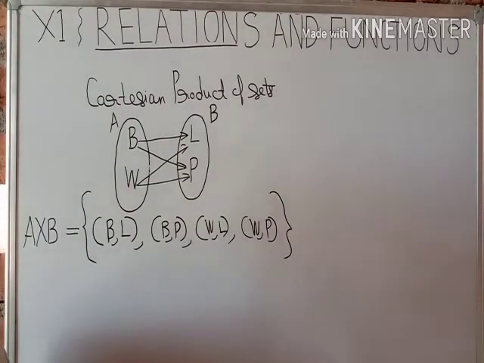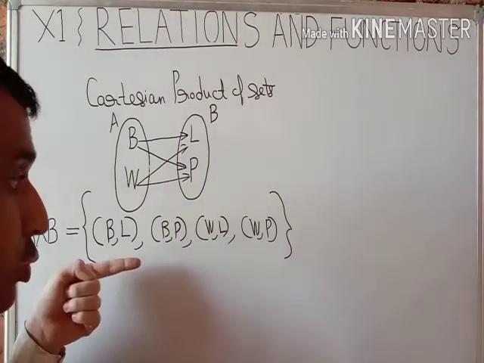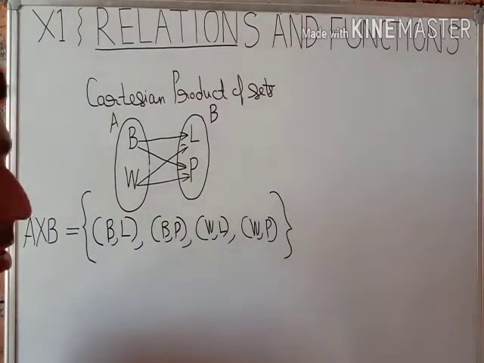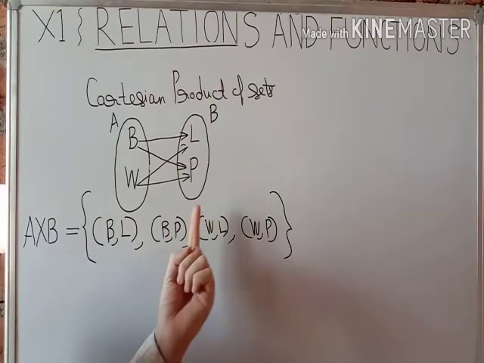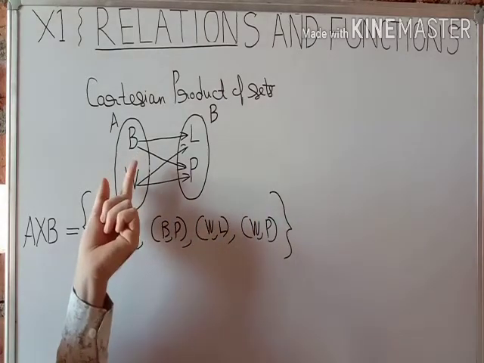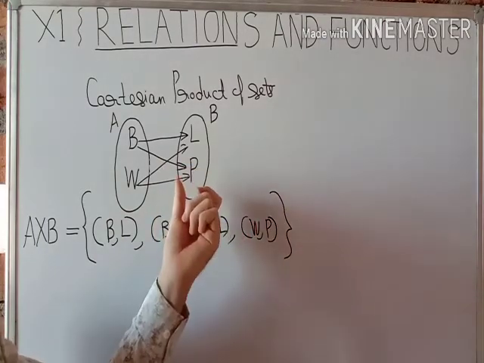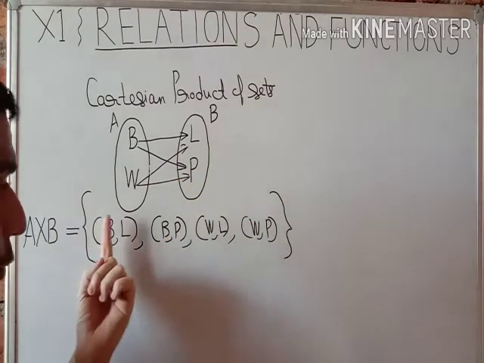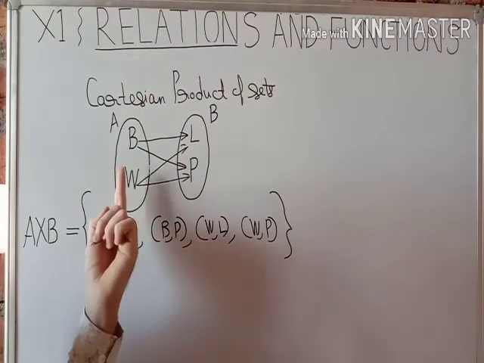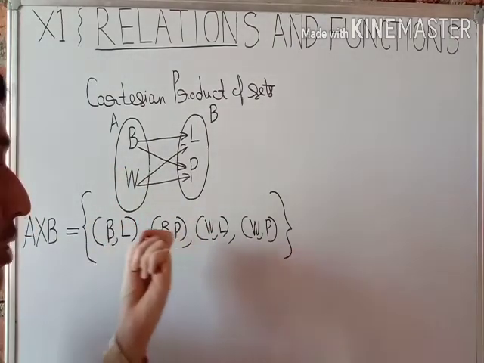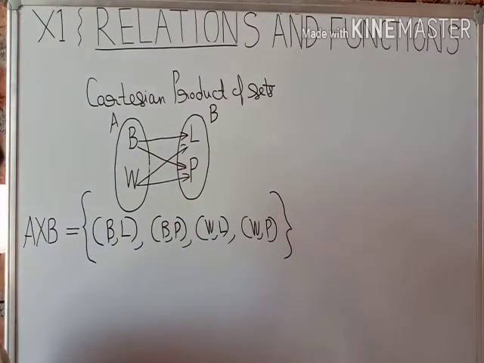And if you ask me the question, sir, for what reason are you calling these ordered pairs? Then my answer is because the first element of each ordered pair is taken from set A and the second element of each ordered pair is taken from set B. It means हर ordered pair का जो first element है वो A set से लिया गया है और हर ordered pair का जो second element है वो B set से लिया गया है. And we are following one order. So this is the reason we are calling these ordered pairs. So there are 4 ordered pairs in this Cartesian product.